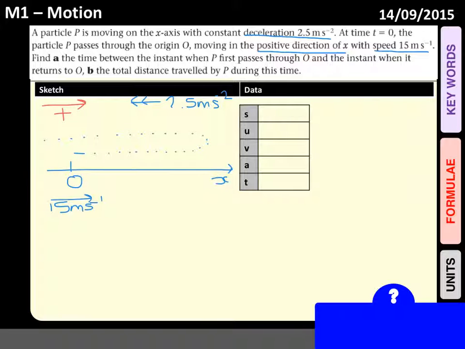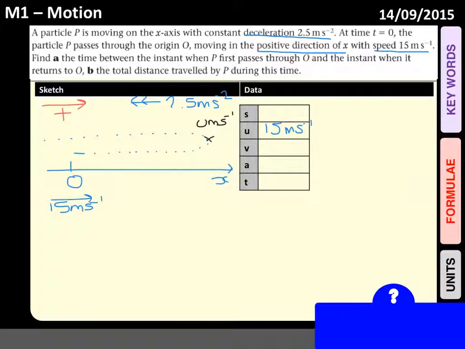Looking at the data, we know nothing about the displacement or any distances. We do know that the initial velocity is 15 meters per second. We don't know anything about the final velocity at any particular point, apart from we do know that at the instant when it changes direction, that's going to be a speed of 0 meters per second. So that might be something we're going to use later.